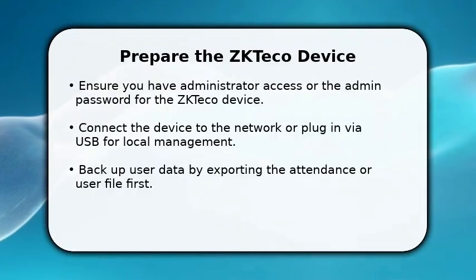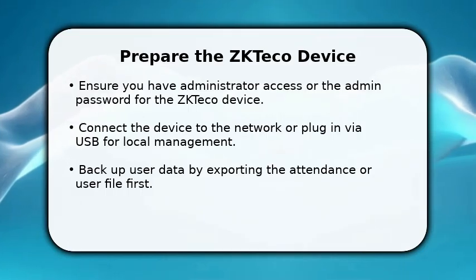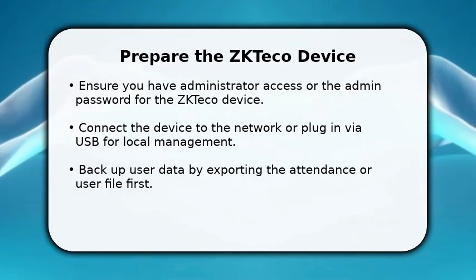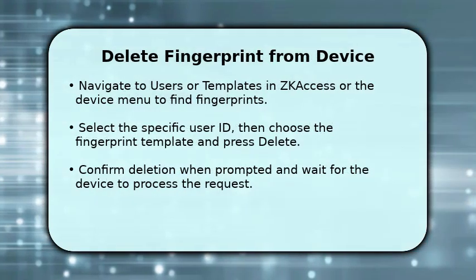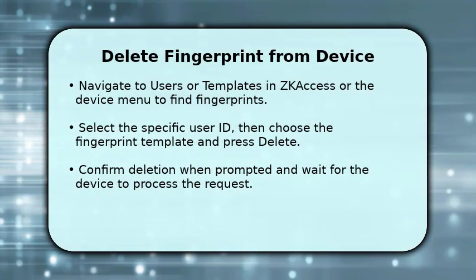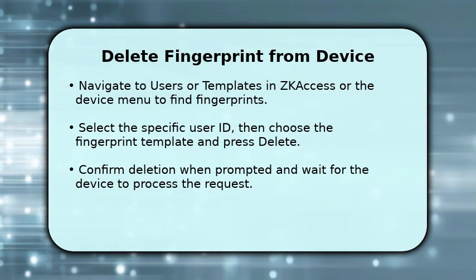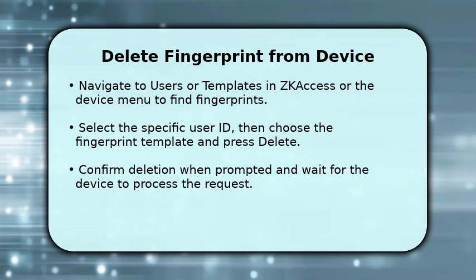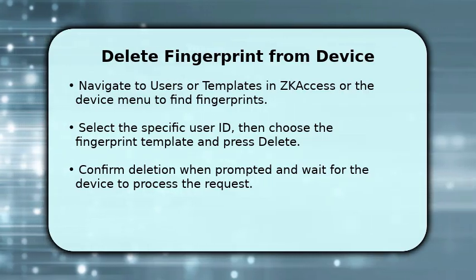Open the ZK client or ZK Access software on your workstation next. Export the user database or attendance file as a backup before deleting any. Open the Users or Templates section in ZK Access or On-Device menu to manage fingerprints. Browse the list by user ID or name to find the target enrollment.